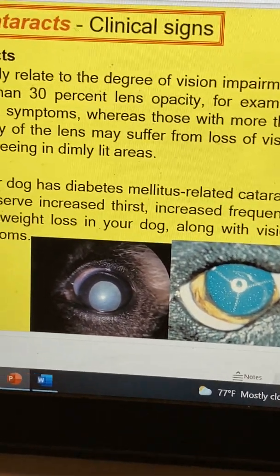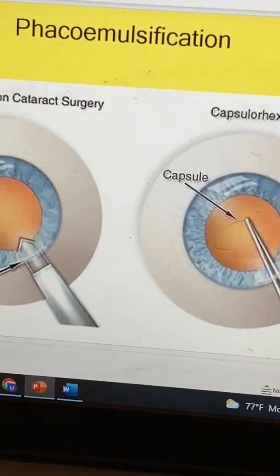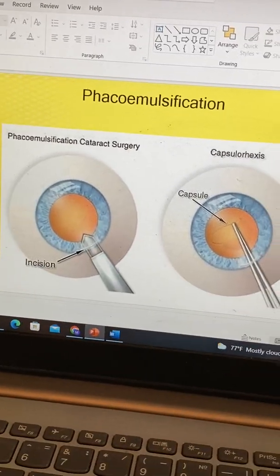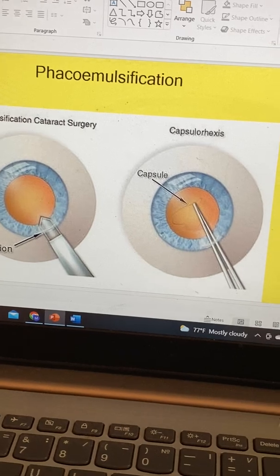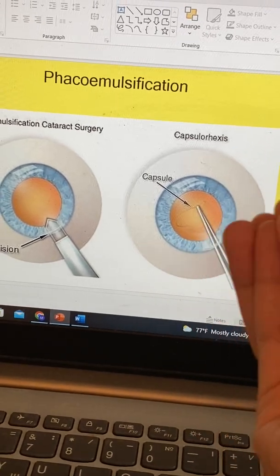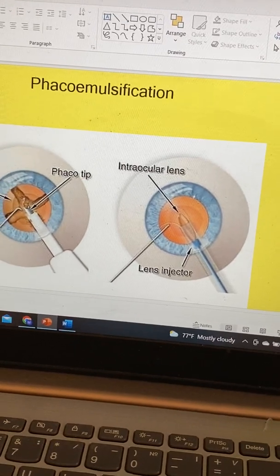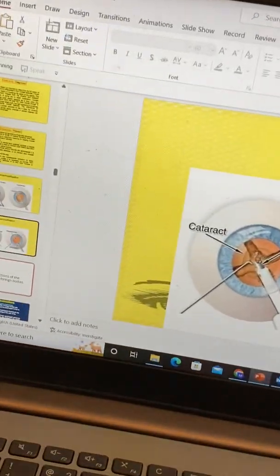Or you can do something called phacoemulsification. I'll just summarize it. So it's basically you cut the cornea open underneath, and you'll remove the capsule, which is here. So this is the opacity. And then you'll inject a new lens inside. And I think that's it.